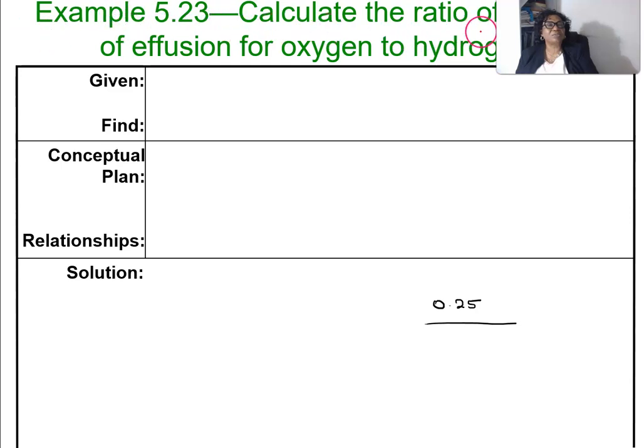Calculate the ratio of the rate of effusion for oxygen to hydrogen.